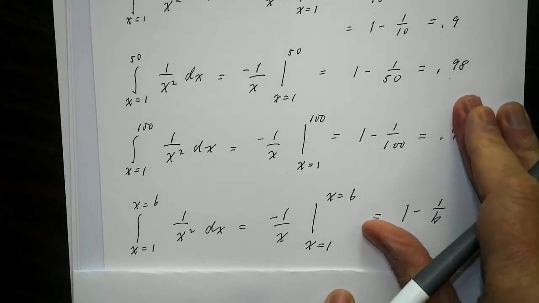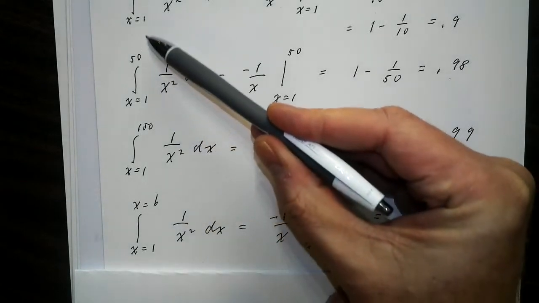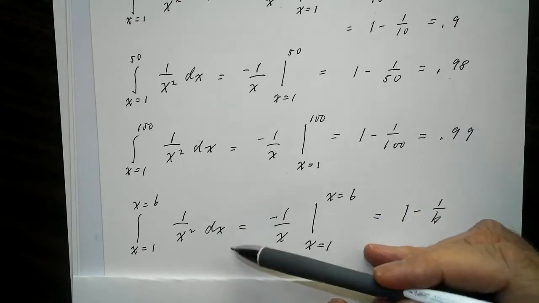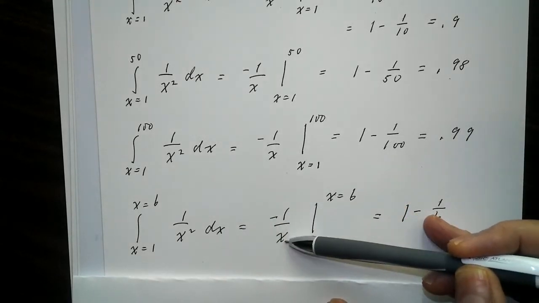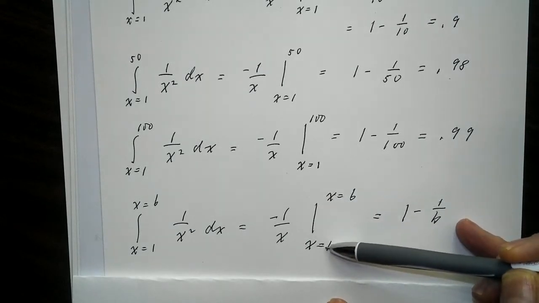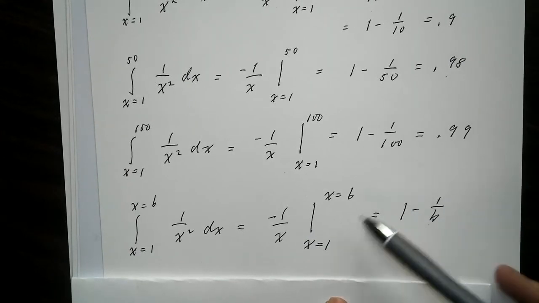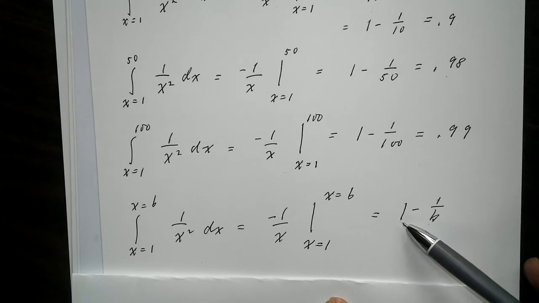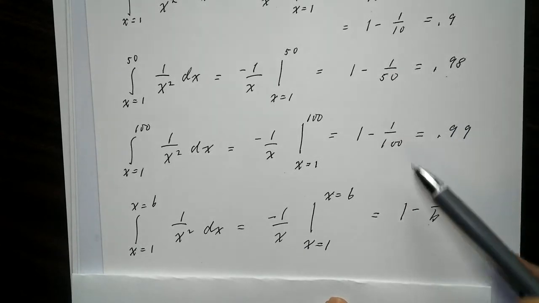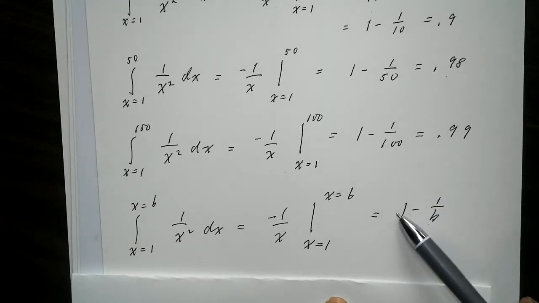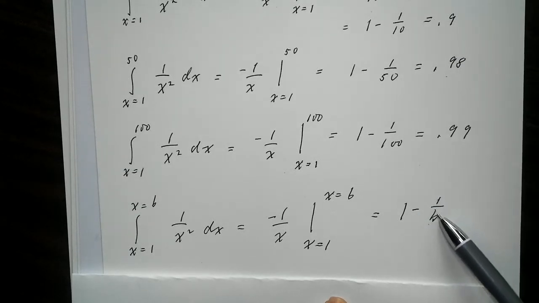In fact, what we could do is replace the upper endpoint of 10, 50, 100 with a letter, b. The integral of 1 over x squared dx from 1 to b. The antiderivative would be minus 1 over x. If we substitute b and 1 in, when x is b, we'd get minus 1 over b, and when we subtract what we get when we plug in 1, we would get 1. So it's really just these formulas up here, except instead of the upper endpoint of 10, 50, or 100, I'm using b. And now we can see that as b gets larger and larger, this gets closer and closer to 1 because 1 over b is getting closer and closer to 0.